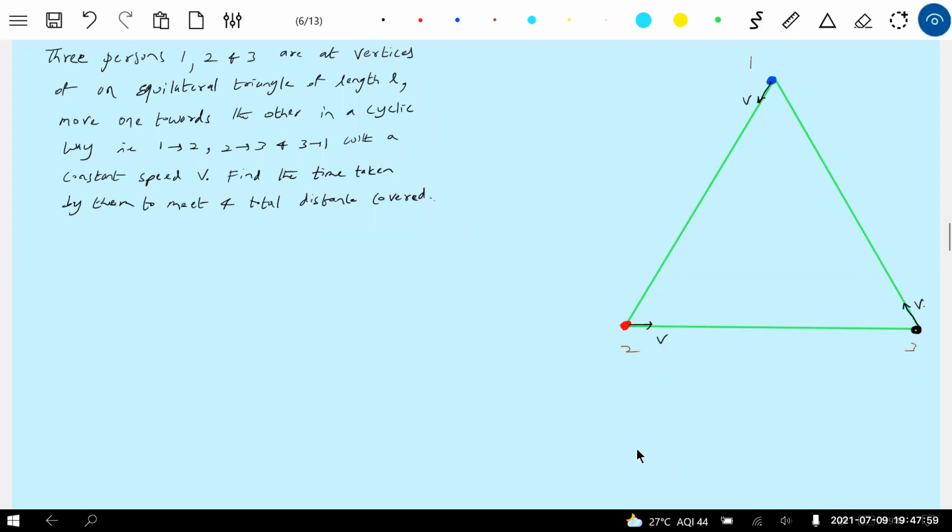After some time, the 1 will be here, and 2 will be here. So its velocity, what happened now, when it will be directed in this way? So here he will not be here, he will be somewhere here. 2 will be somewhere here. 3 will be somewhere here.